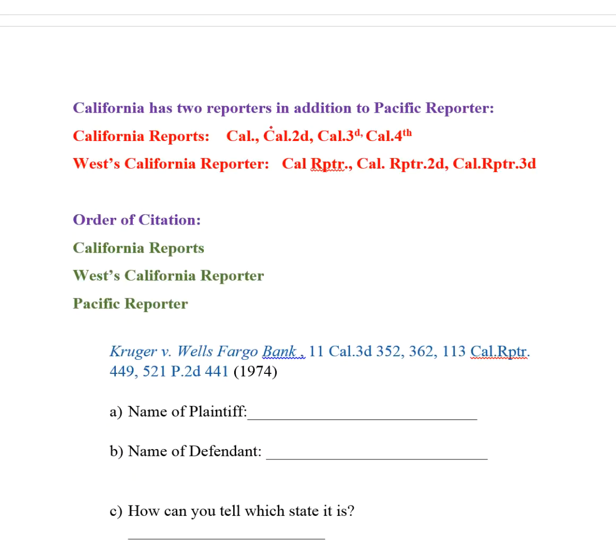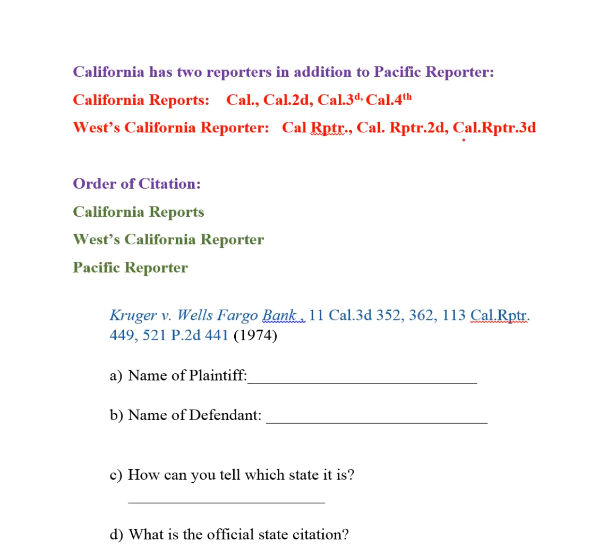Please note with California that California actually has two reporters in addition to the Pacific reporter. They have the California Reports, which is abbreviated Cal, Cal 2nd, Cal 3rd, and Cal 4th. And then there's the West California Reporter, which is Cal Reporter 2nd, Cal Reporter 3rd. The way that you do your citations is you always do the California Reports first, which is Cal 2nd, Cal 3rd. You then do the West California Reporter and then the Pacific Reporter. Because California is so big, it has two regional reporters.